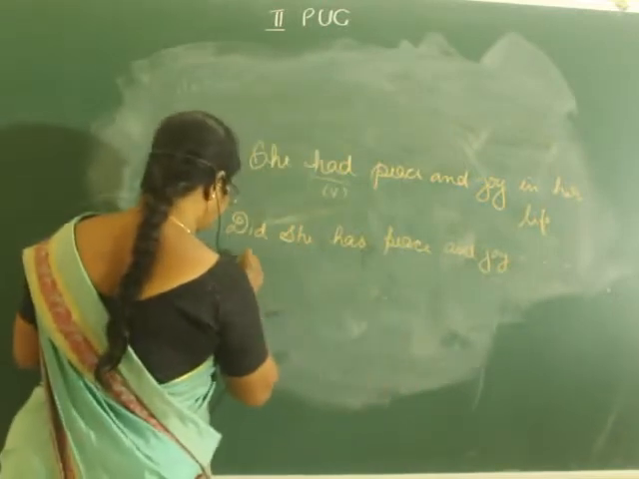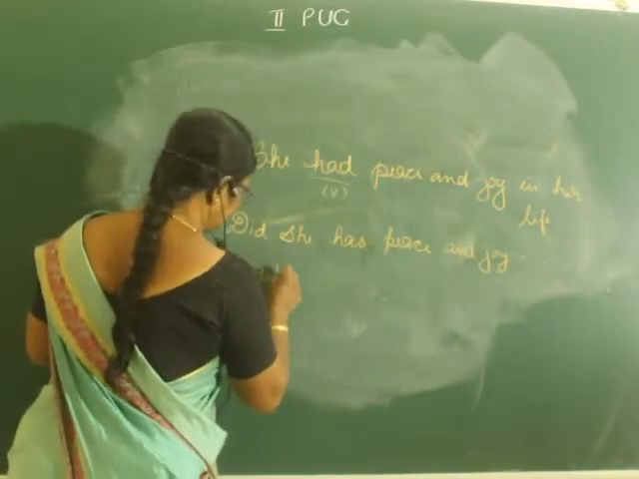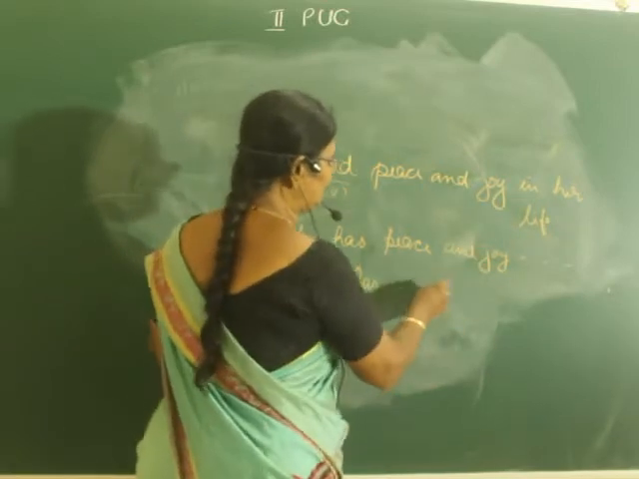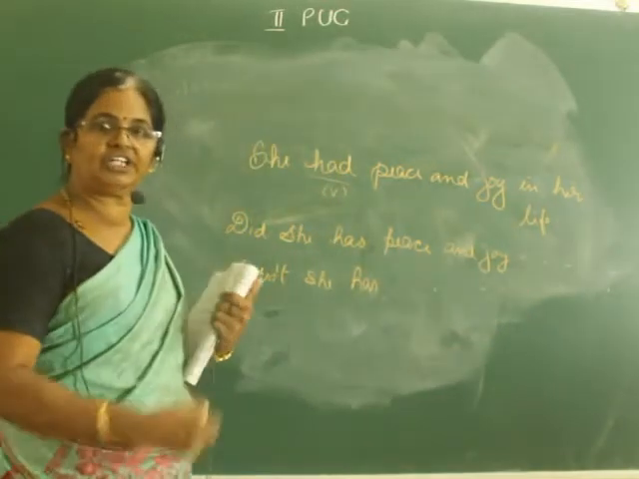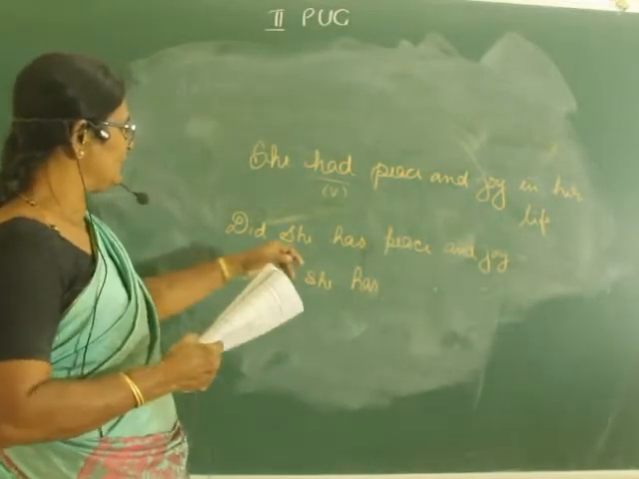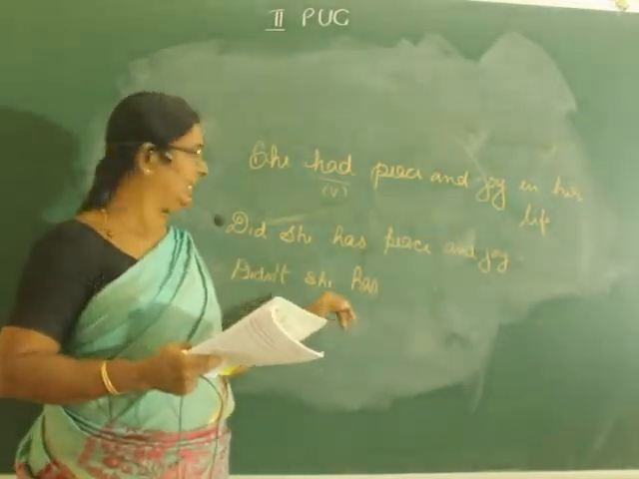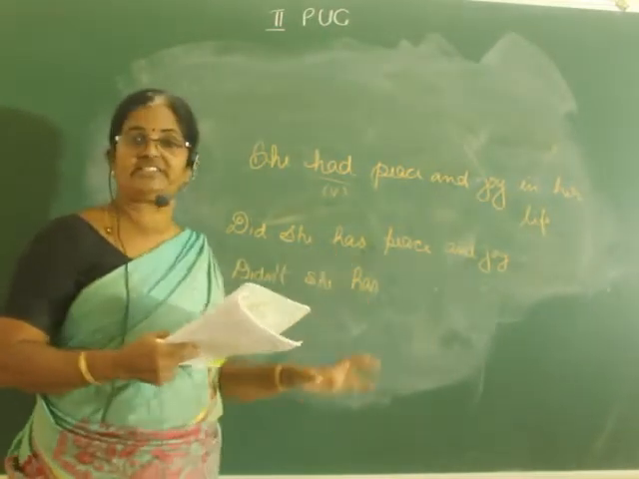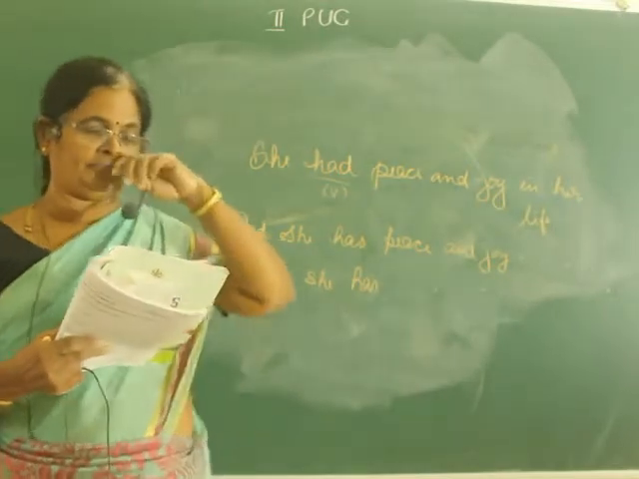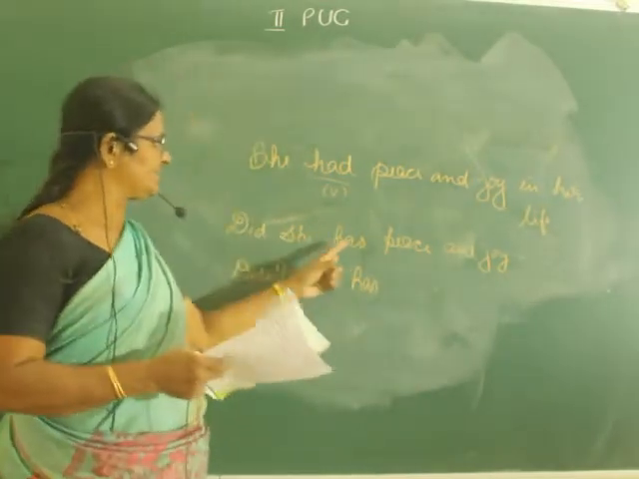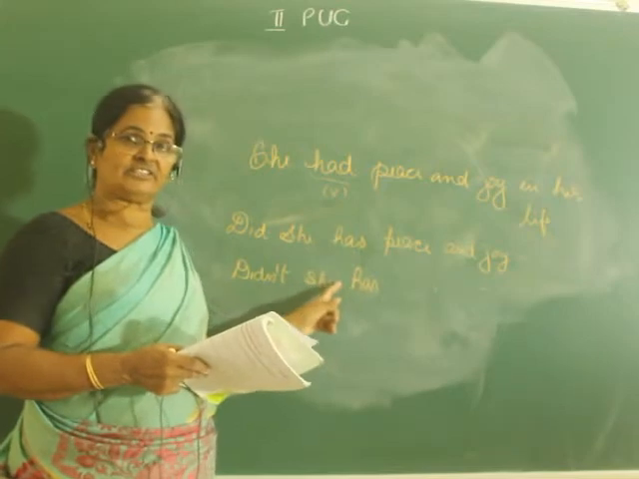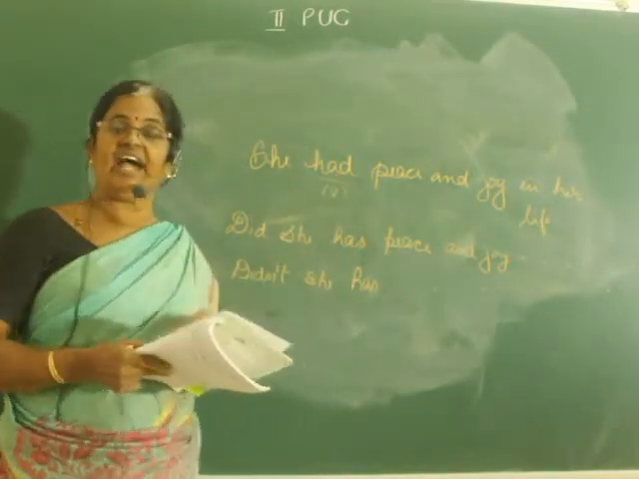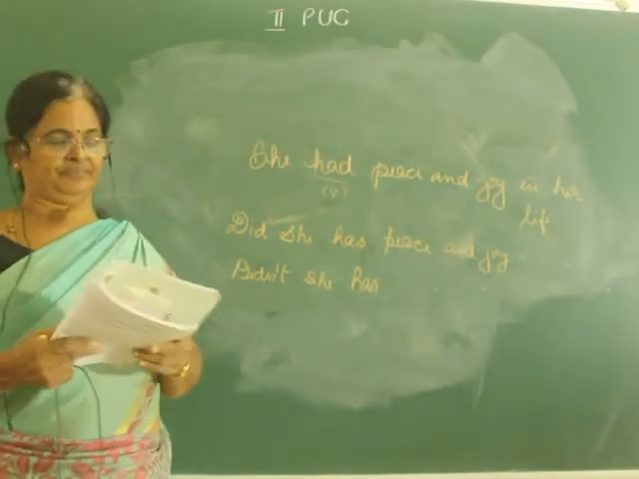Did she has peace and joy? Or didn't she has peace and joy in her life? Got it? So this has because she is singular. If it would have been plural, any other word, other noun, then it is have. Got it? This is with the meaning of possess, not a helping verb. This means possess. She had, I have, she has.